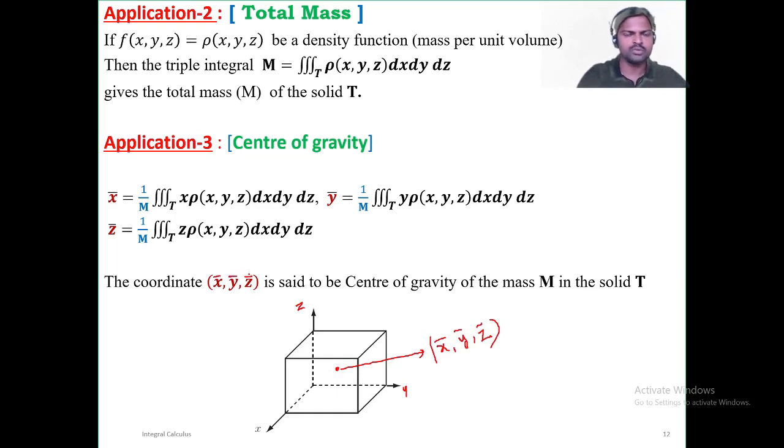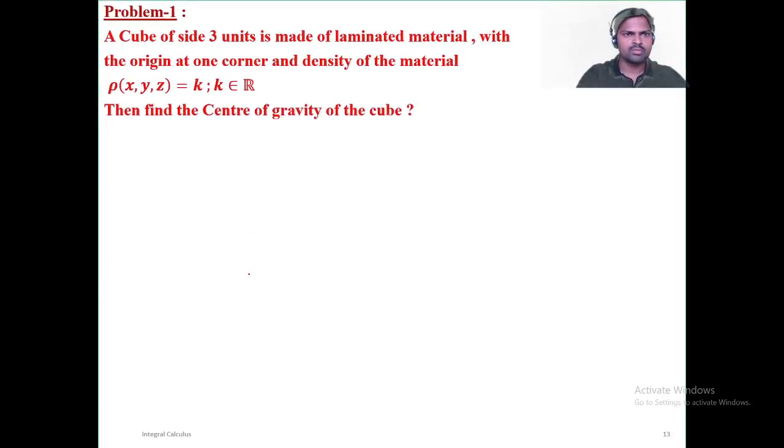Let's have one problem related to this. Problem number 1. A cube of side 3 units is made of laminated material with the origin at one corner, and the density of the material is constant k, where k belongs to the real number system. Then find the center of gravity of that cube.